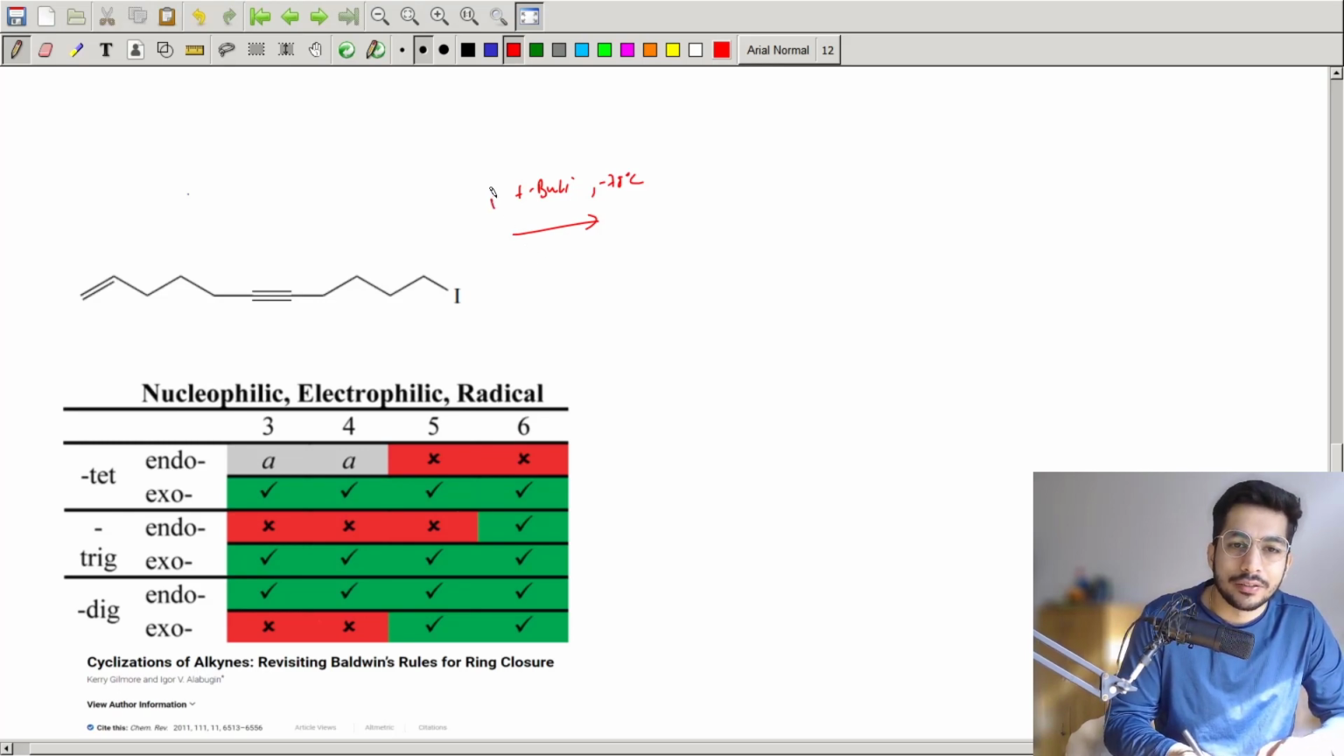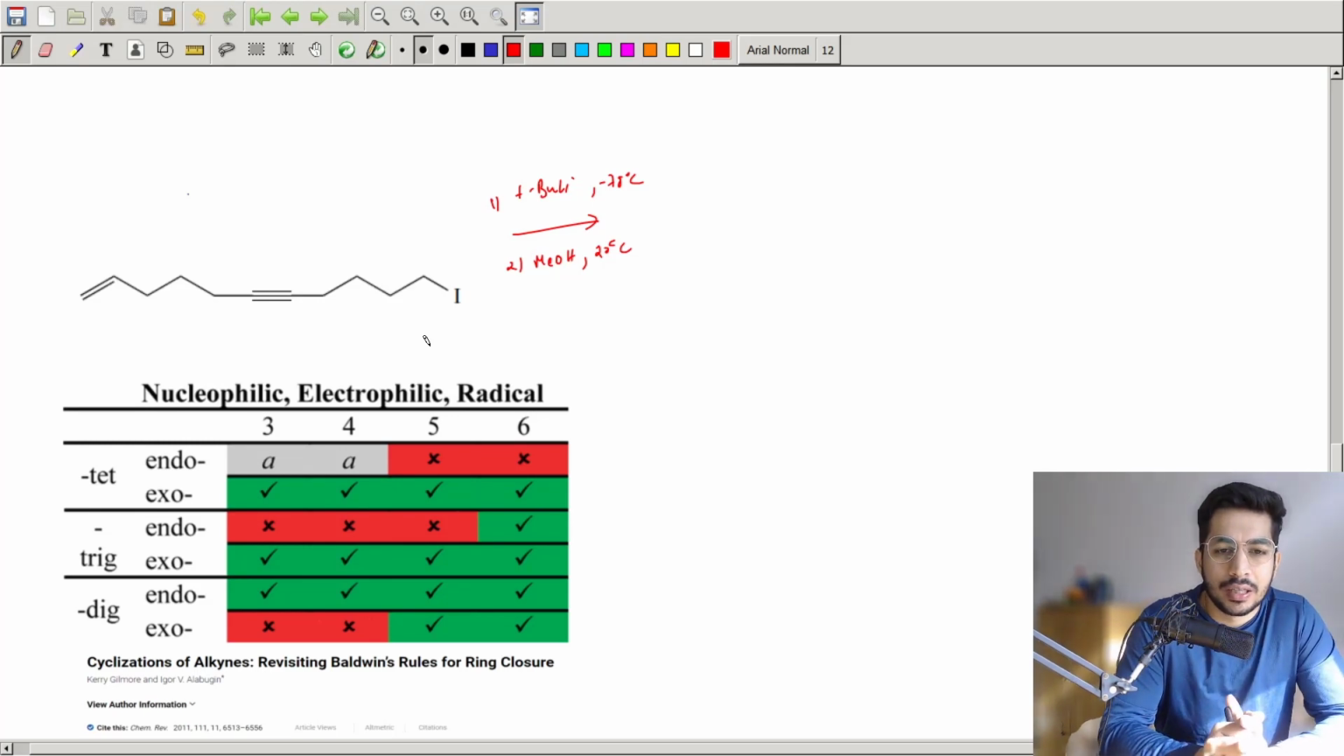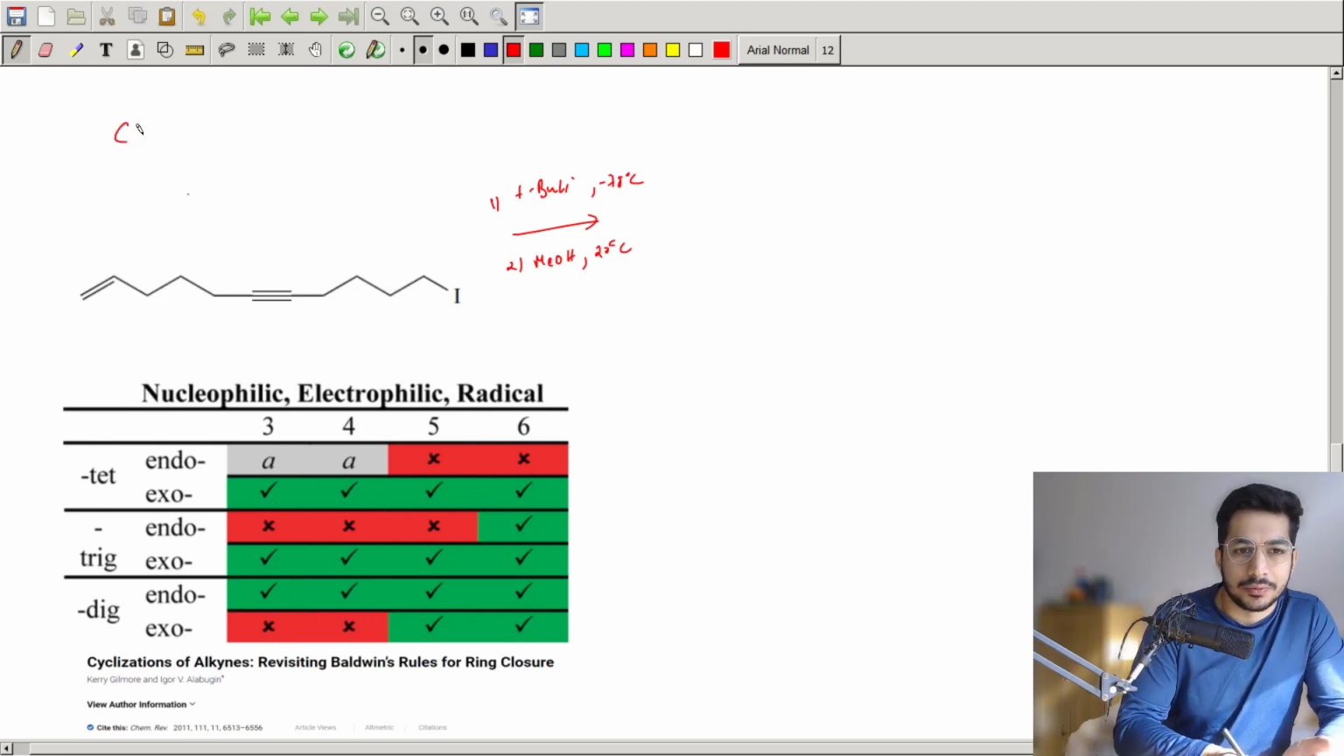And then this is the first step, with some solvent, and then we add methanol as a proton source at 20 degrees Celsius, room temperature. Let's see if you are able to get to the correct answer for this question. The hint is that it's a cascade cyclization. I hope you understand what this cascade means. So this is your cascade cyclization.